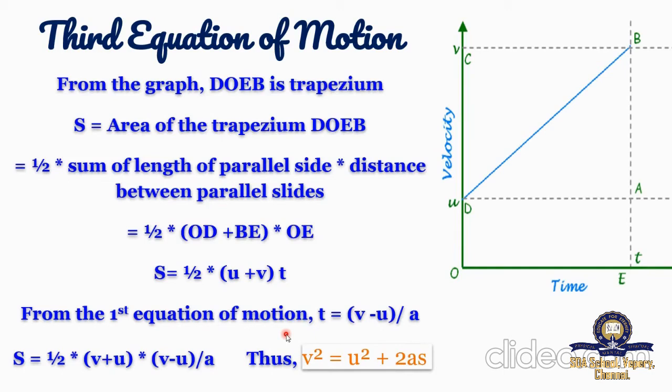So what is the first equation of motion? v is equal to u plus at. Second equation of motion, s is equal to ut plus half at square. And the third equation is v square is equal to u square plus 2as. So now let's see a problem related to the equations of motion.